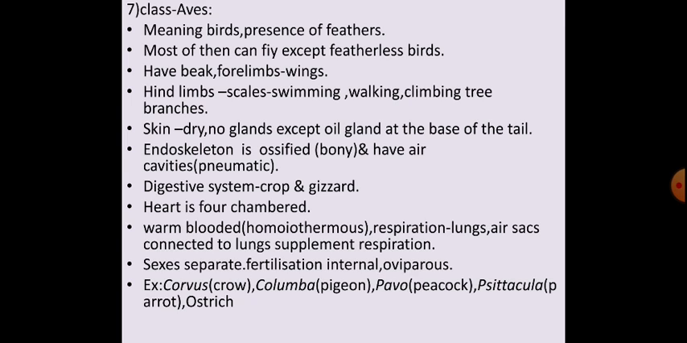Then, skin is dry and does not have glands except the oil gland at the base of the tail. The skin of the bird is dry, without any gland except the oil gland. The oil gland is present at the base of the tail. And the body is bony, made up of bone, and they have air cavities.